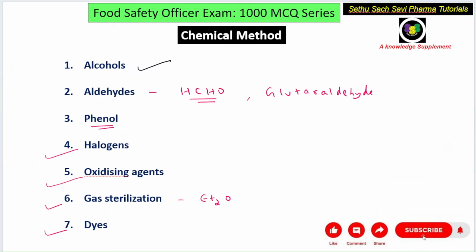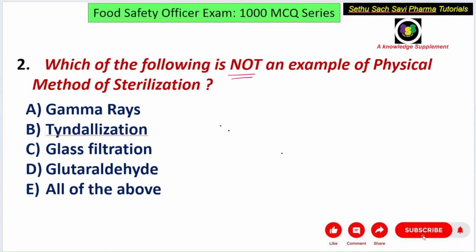So what I have told is an overview of the physical and chemical methods of sterilization. Now let's look at the question, which of the following is not an example. Gamma rays belong to the physical methods of sterilization. Tyndallization is a physical method of sterilization. Glass filtration is also a physical method of sterilization. Whereas glutaraldehyde, we already said, is a chemical, an aldehyde. So the correct answer for this question is glutaraldehyde. It is not physical; in fact, it is a chemical method of sterilization.